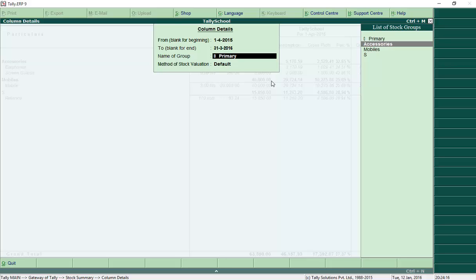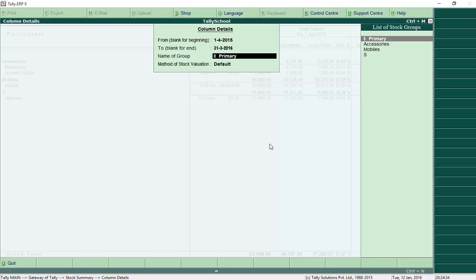Again, you can also select accessories only or mobiles only. There are stock groups, you can see here. You can view only that stock group, no other stock group. So you can again take decisions about which stock group is selling well and has a higher margin.